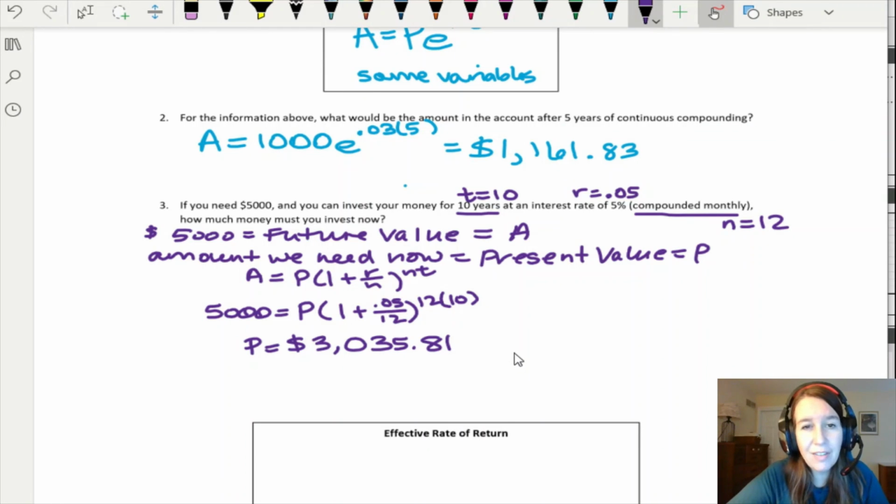Okay, so in other words, we need to have about $3,000 now in order for in 10 years for us to have $5,000. Not too impressive, right? But that is a lump sum of 3,000. We're not putting any more money in, and we're just waiting. And because of the interest in 10 years, we will have an extra $2,000 for ourselves.